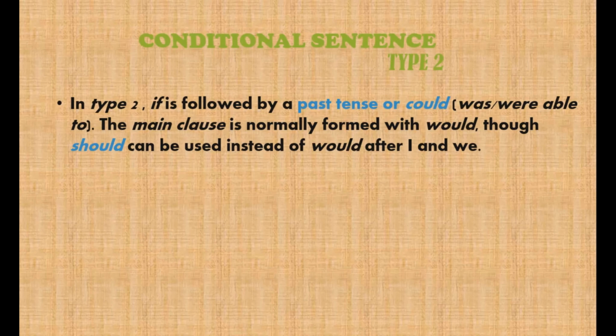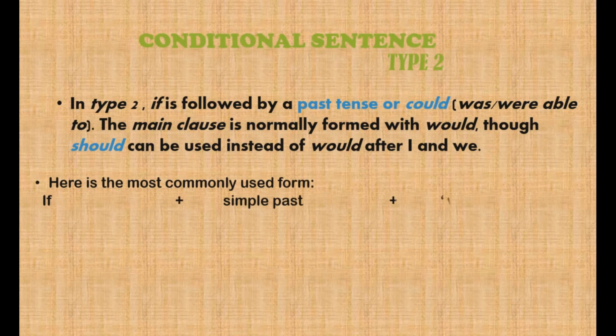So the main clause is normally formed with would, though should can be used instead of would, with I and we. You can say I and we with should as well in the main clause instead of would.